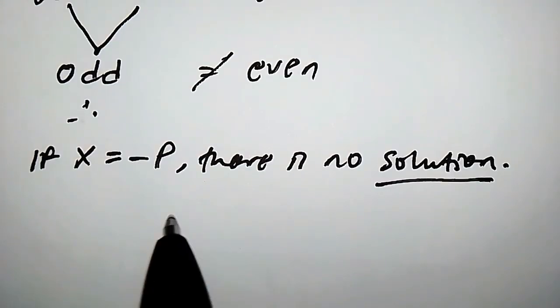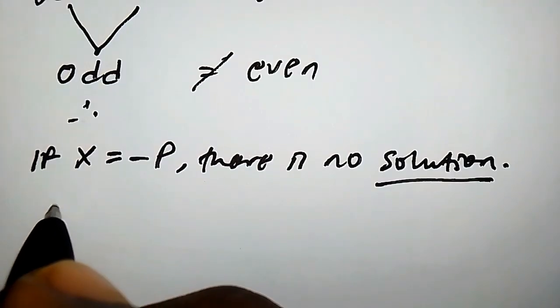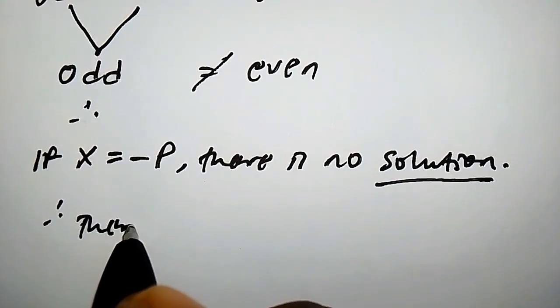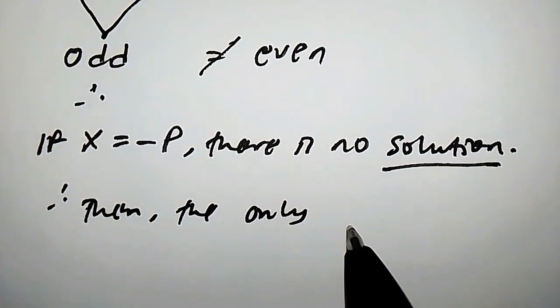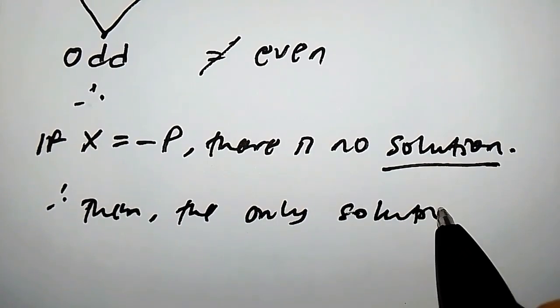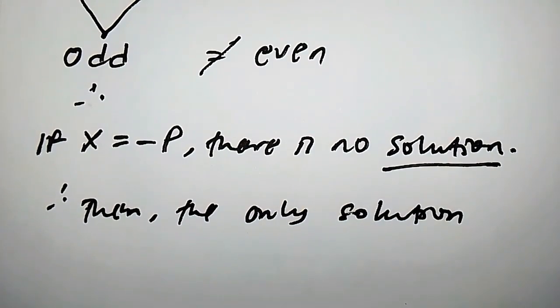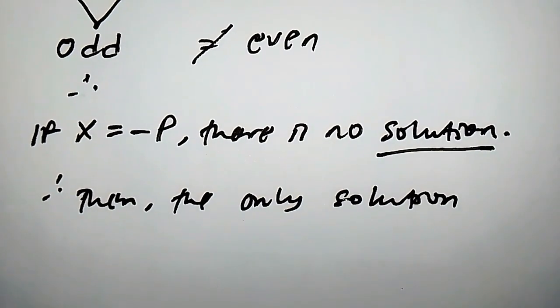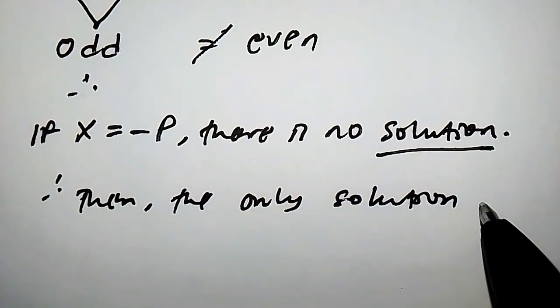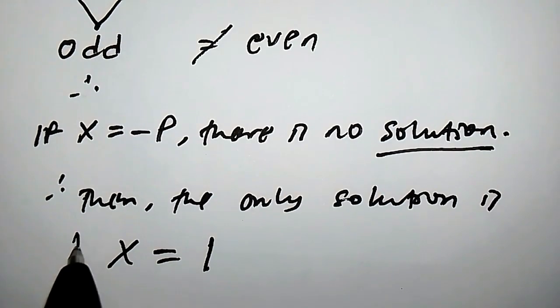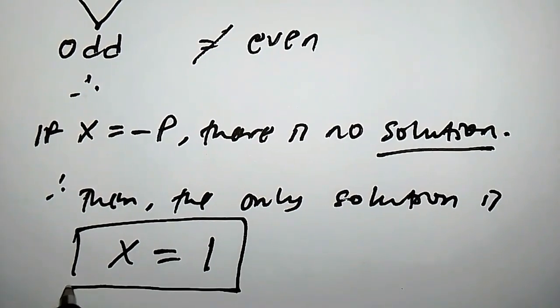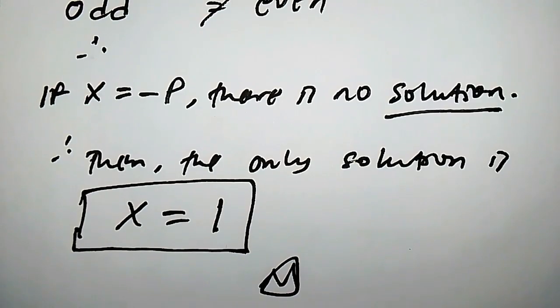So, as a result of all this, the only solution that we have for this exponential problem is simply x equal to 1. This is the required value of x for this exponential problem.